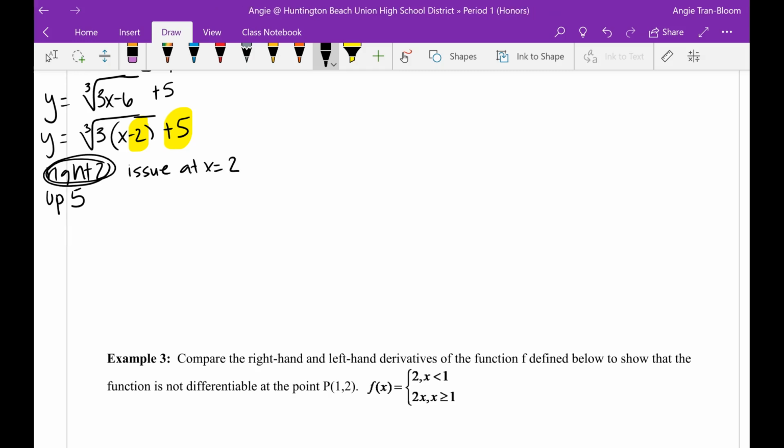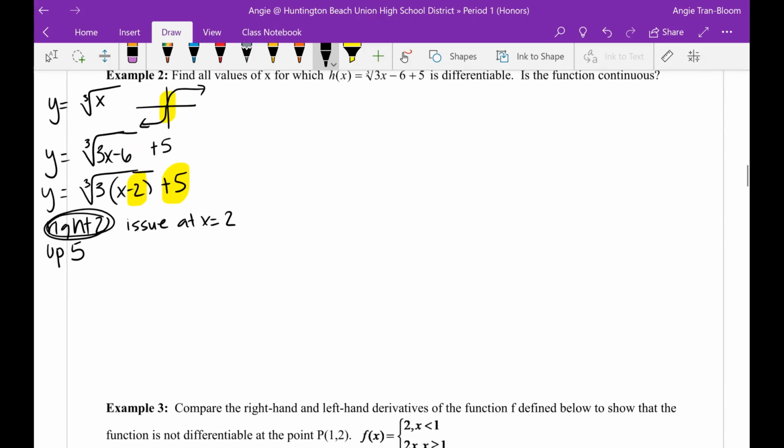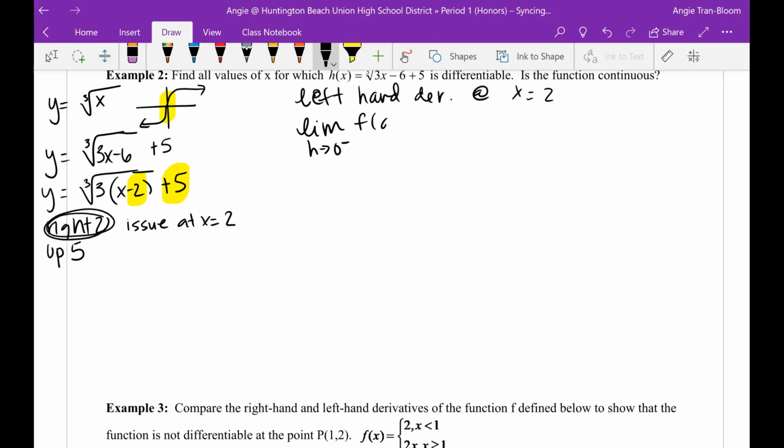Okay, now what kind of problem is that? What is the cause of this non-differentiability, or is it even non-differentiable? So this is where you're going to use your calculus. On the left hand side, the left hand derivative at x equals 2. Okay, so let's start with the limit as h approaches 0 from the left of f of a plus h minus f of a, all over h, just writing down the formula here.